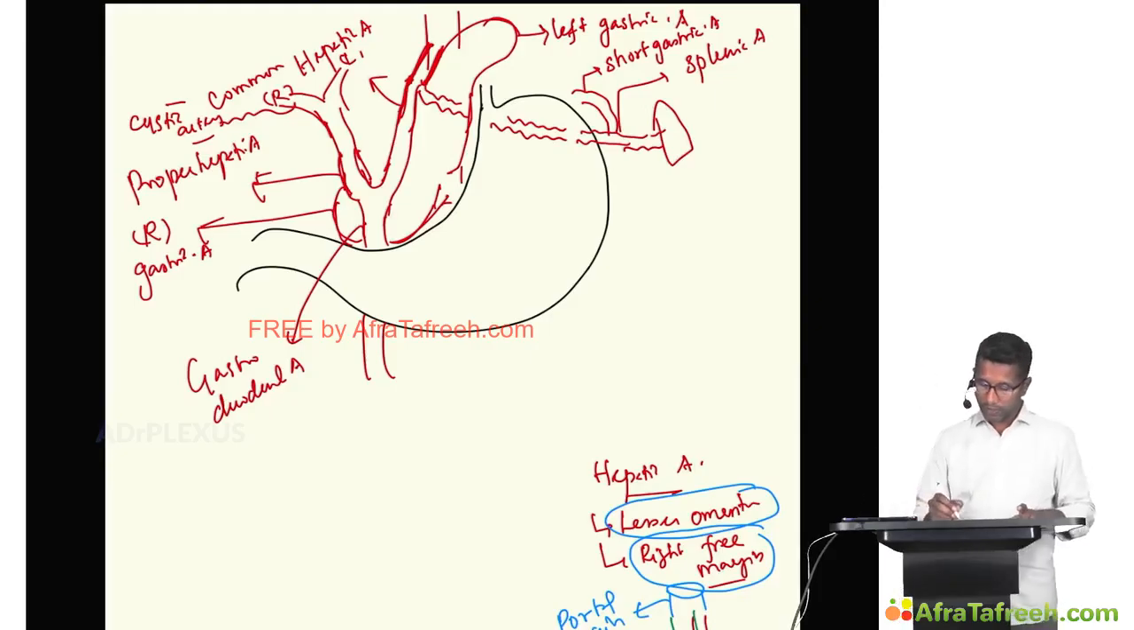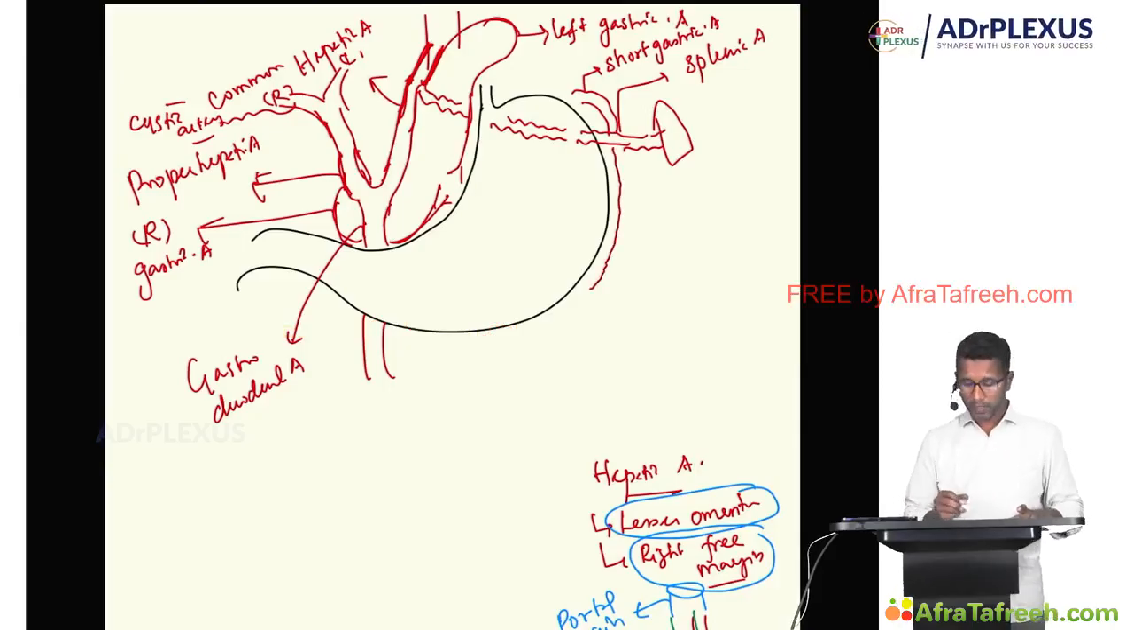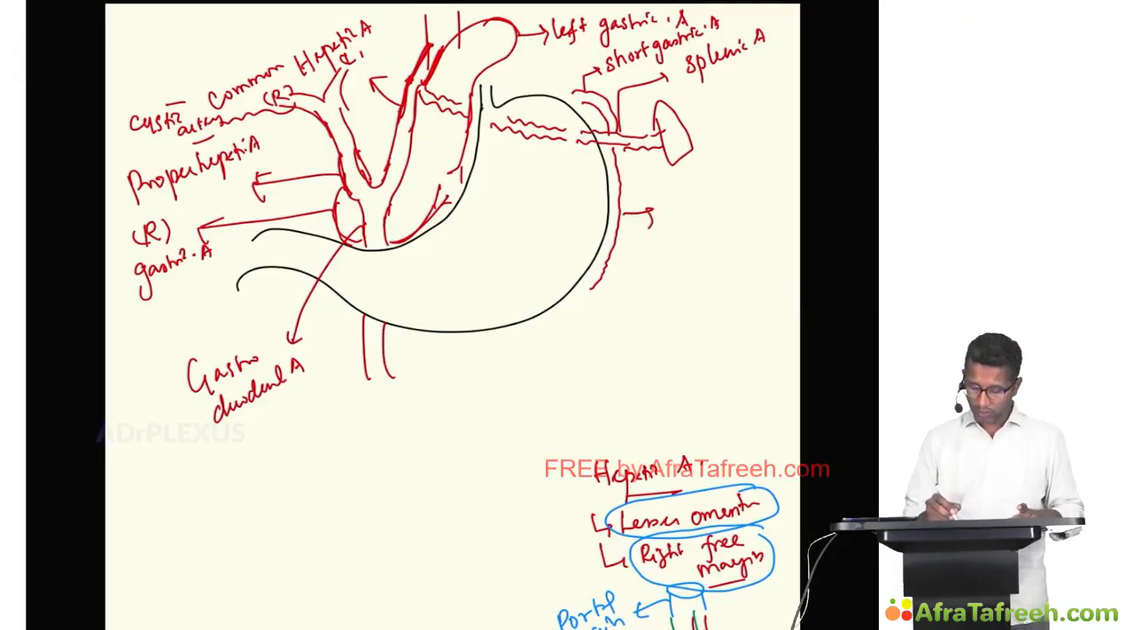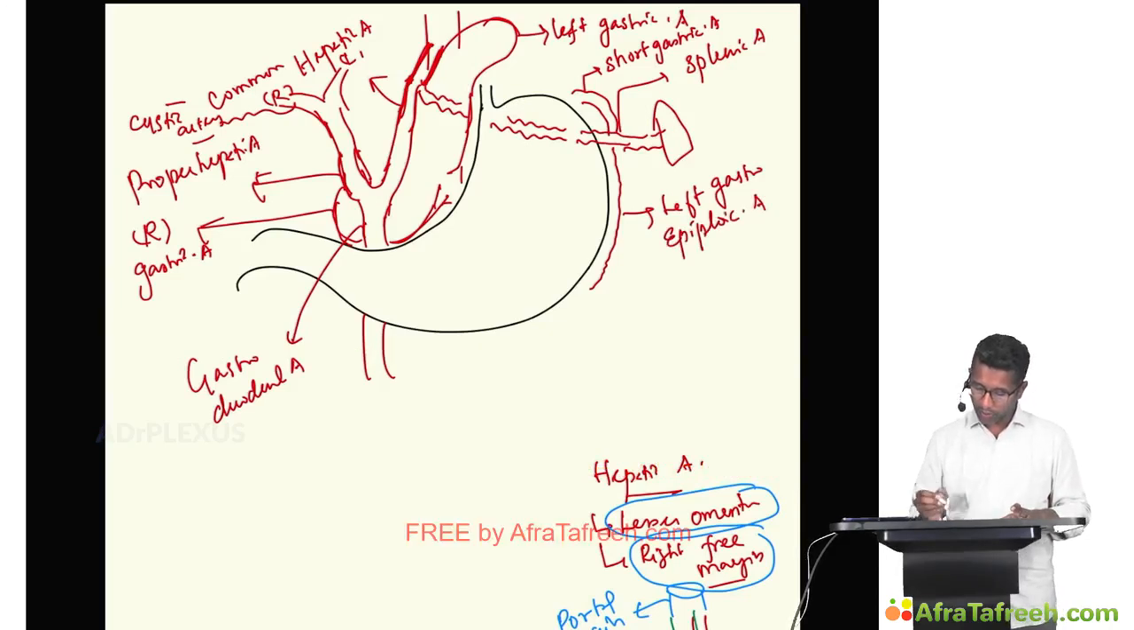And from the splenic artery, branches run along the greater curvature and supply the greater curvature. These branches which arise from the splenic artery are called the left gastroepiploic artery. Epiploic means it is the peritoneal fold of the stomach. Since it runs within the peritoneal fold of the stomach, it is called the left gastroepiploic artery.